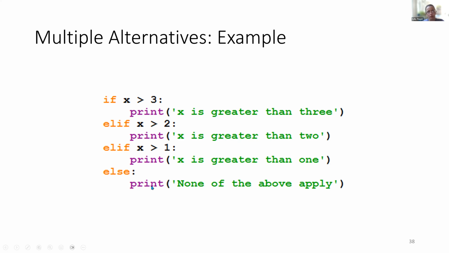Now let's suppose that none of these were true. Let's suppose x equals 0. Is 0 greater than 3? No. Is 0 greater than 2? No. Is 0 greater than 1? No. Else. So you see that now we have come through all of these, and now we are at the else. We will print none of the above apply. So we're guaranteed to execute one branch. And if none of these are satisfied, it will go to the else.